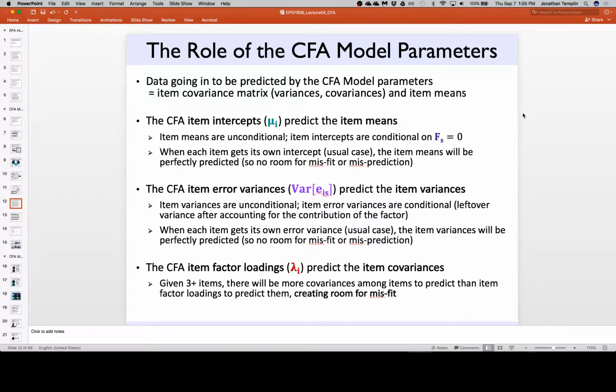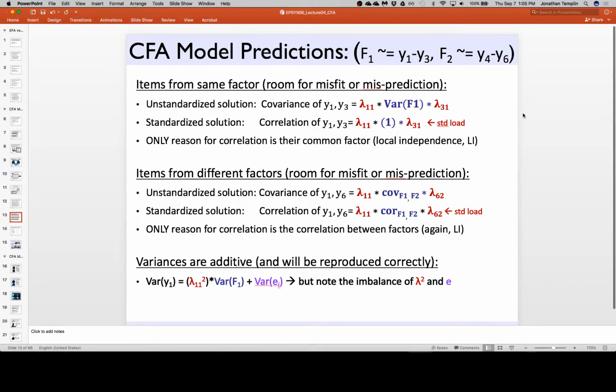So there is room for misfit from the factor loadings. In a typical CFA like we just ran, all the means fit perfectly, all the variances fit perfectly, but the covariance may not. And that's where we have to focus our efforts on determining model fit. So how does this work? Here's the formula for it.